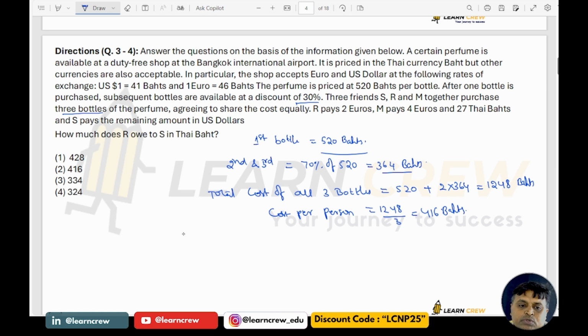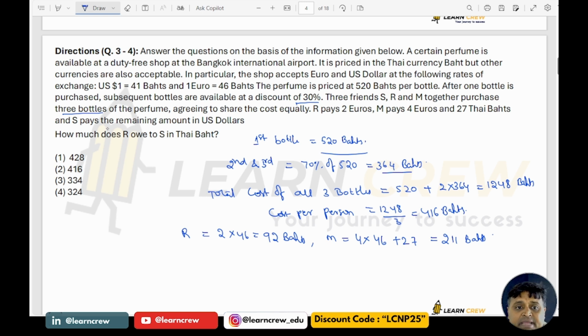R pays 2 euros. R pays 2 euros means, with 1 euro equal to 46 bahts, 2 into 46, 92 bahts. And M pays 4 euros and 27 Thai bahts. So M pays 4 euros, 4 into 46 plus 27. How much is it? It is 184 plus 27, 211 bahts.